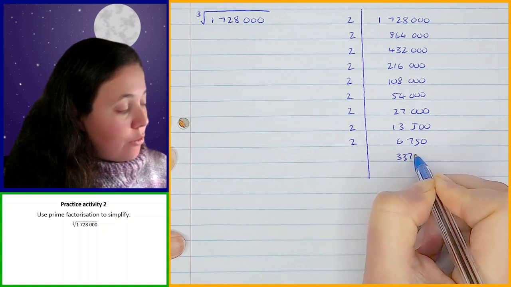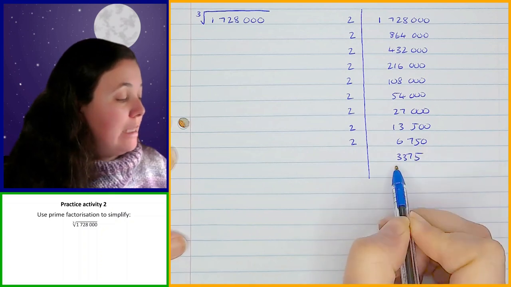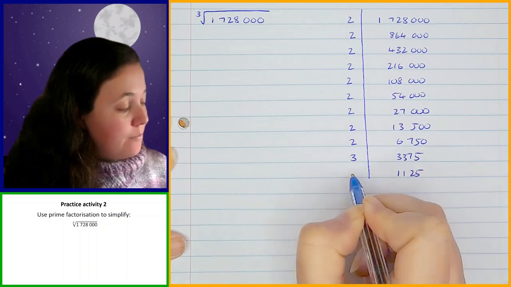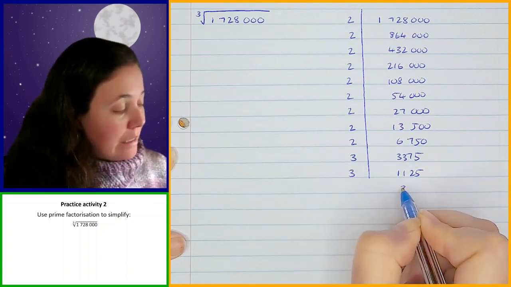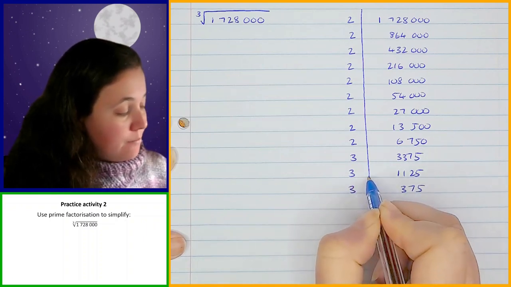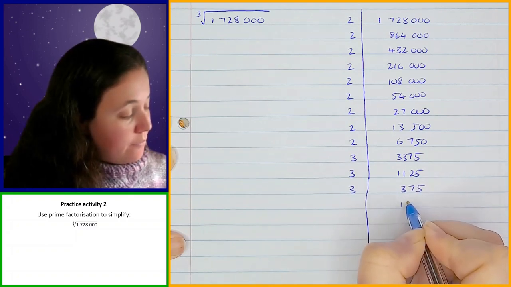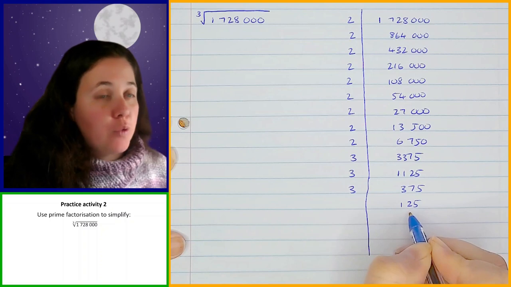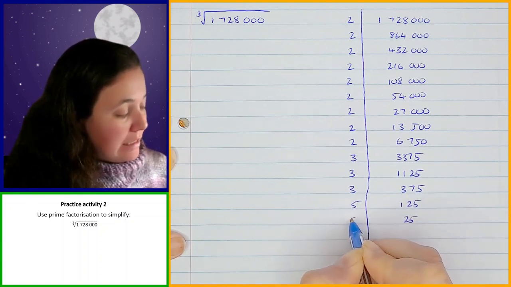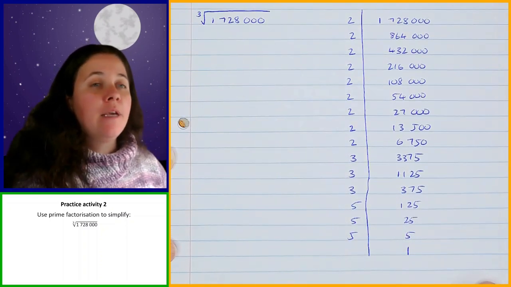So now we are past the even numbers. There are no more even numbers. So now we're going to go on to 3. 3 does go in here, so I get 1,125. 3 goes in again, and I get 375. 3 goes in again, and I get 125. And then 3 doesn't go into 125, but 5 does go in, and that gives me 25. Then 5 goes in again, and I get 5, and 5 goes in one more time, and I get 1.